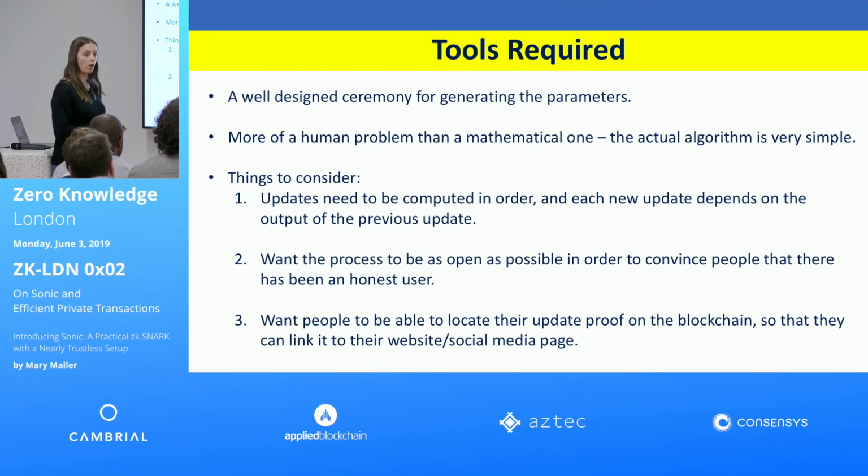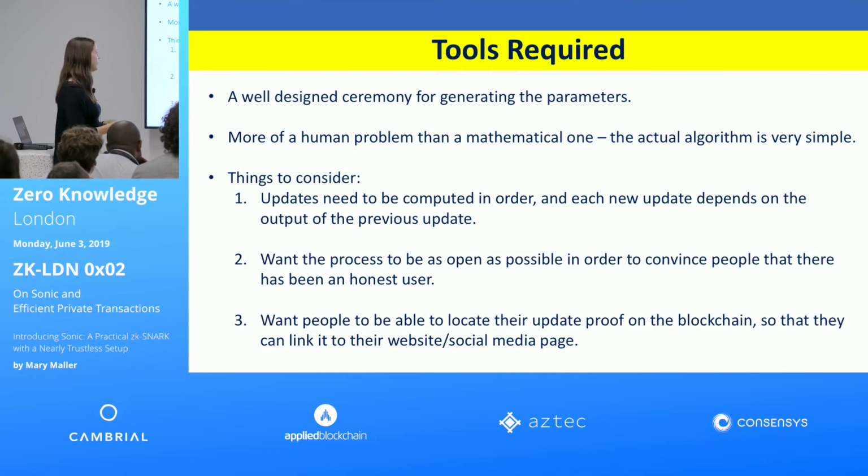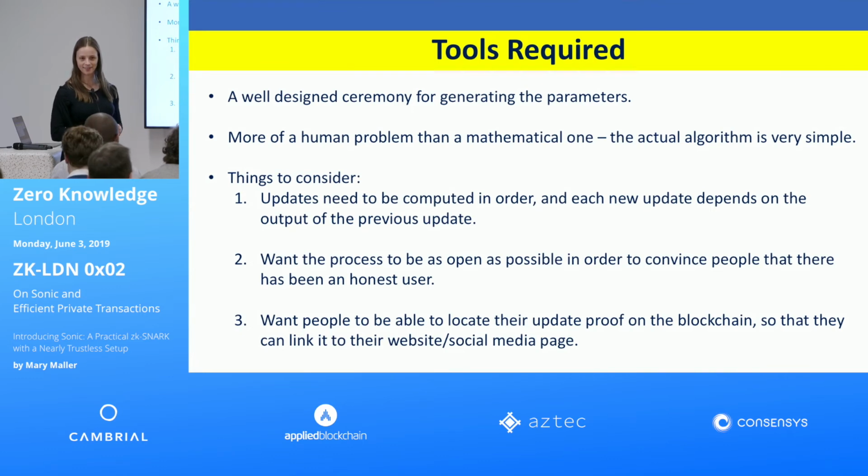So what tools would we require to actually run this scheme? The first thing we would definitely need is a well-designed ceremony. Ideally, we wouldn't want to have every company running their own ceremony. We want one ceremony where every company says, this is our contribution to this ceremony publicly, preferably like on their website or on Twitter or something like that.